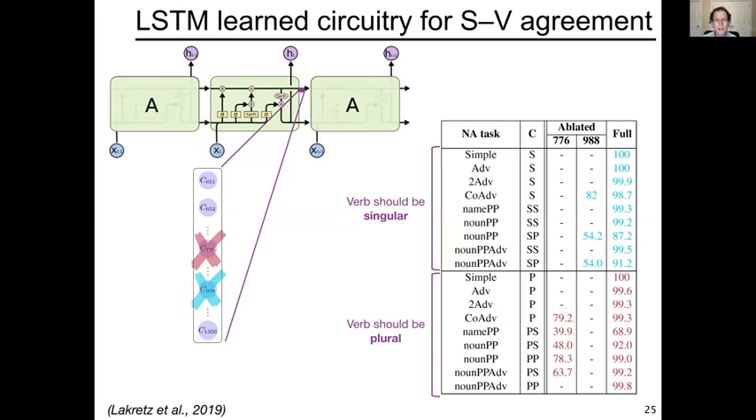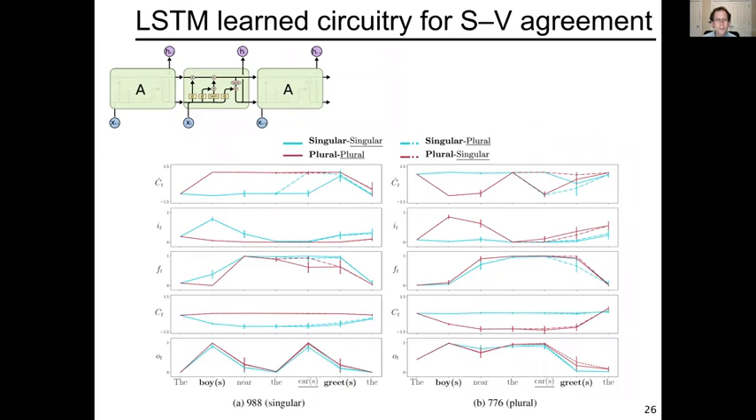Now, they did another really interesting thing, which is that they looked at the behavior of each of these nodes in the cell state, at what happened to the cell state activation at various points in processing a sentence. So this is a case where there's agreement across a prepositional phrase. The boy near the cars greets, the boys near the car greet, etc.